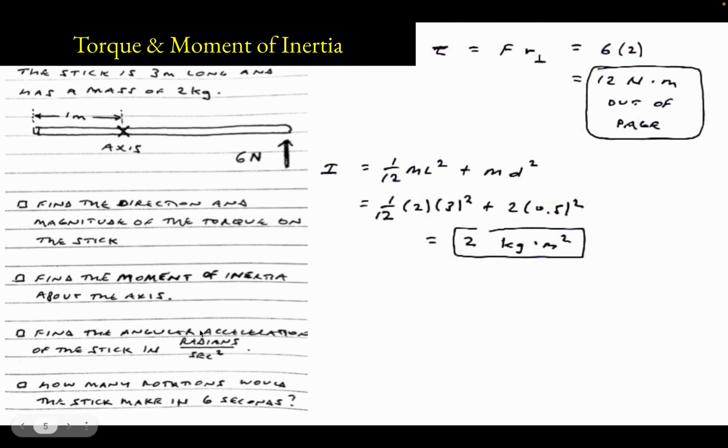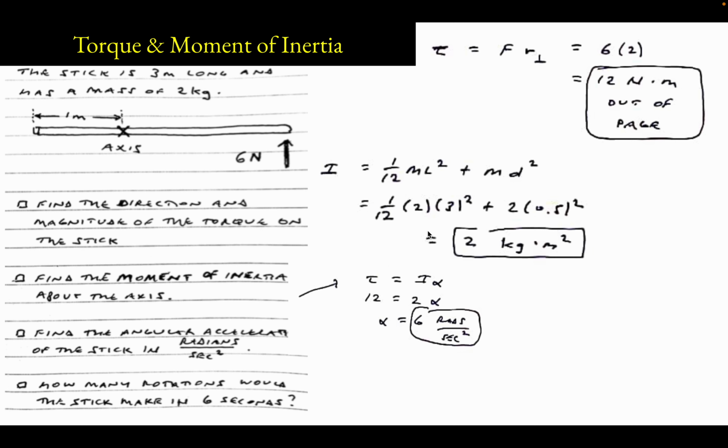Finally, we're supposed to find the angular acceleration of the stick if it gets pushed like this. Well, that's going to be a case where you want to use the rotational version of F equals ma. We're going to use the angular version of F equals ma. So rotational force, or torque, equals rotational mass, or moment of inertia, times rotational acceleration, or alpha.